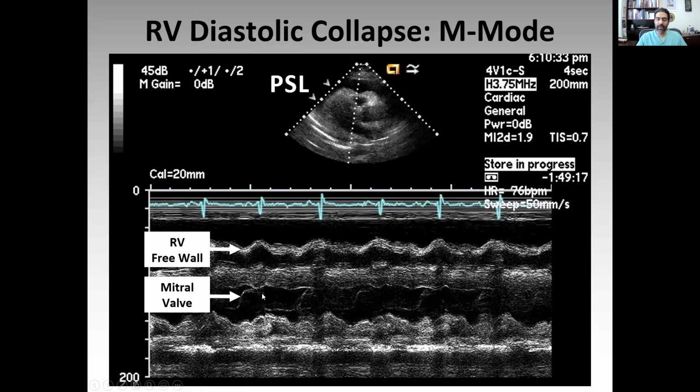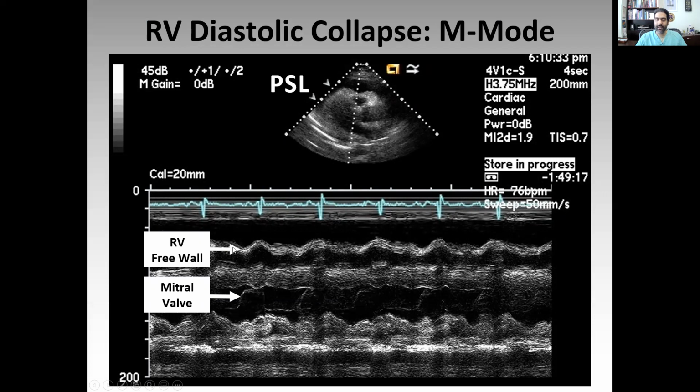This is the mitral valve opening as it goes up and slaps up against the septum. And this is the mitral valve closing. So closed mitral valve, open mitral valve, closed, open, systole, diastole, systole, diastole.